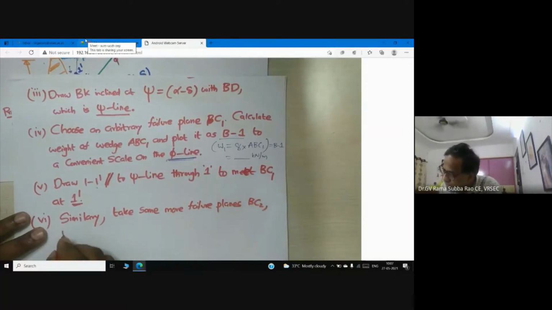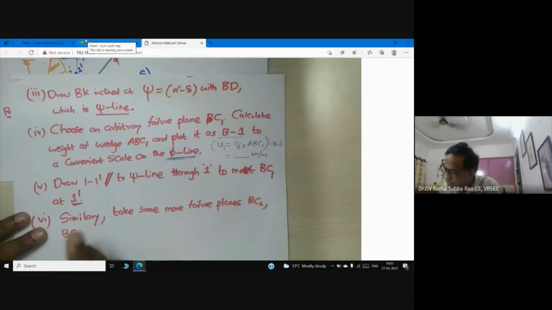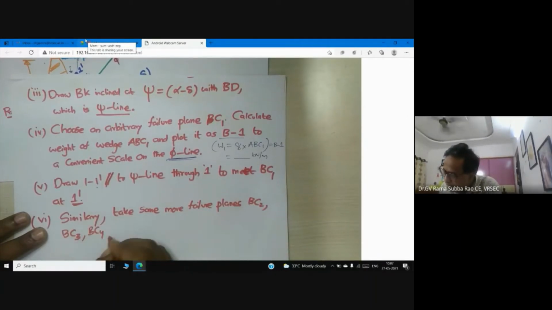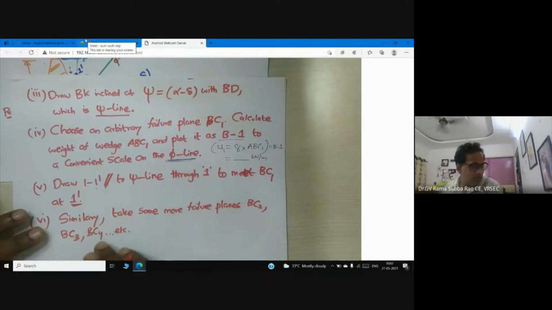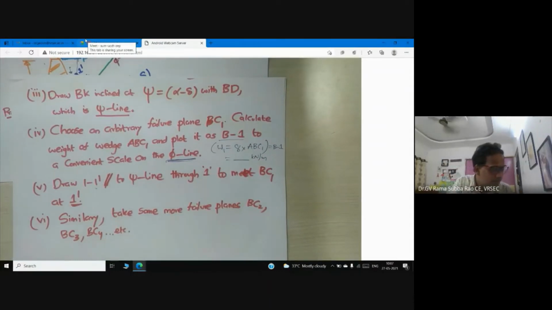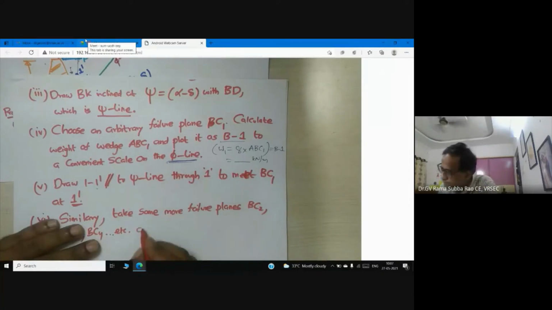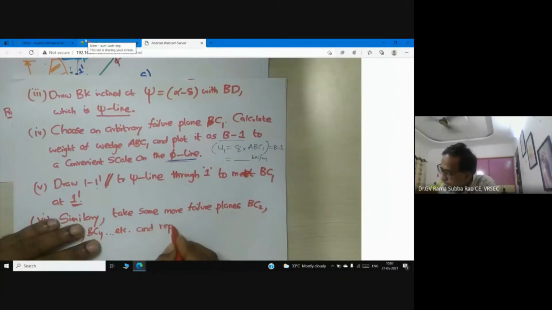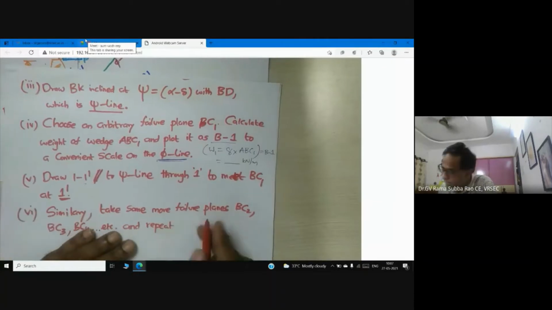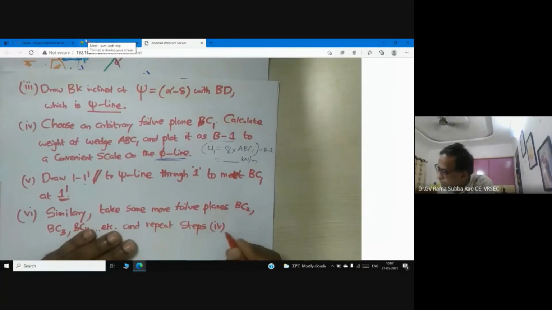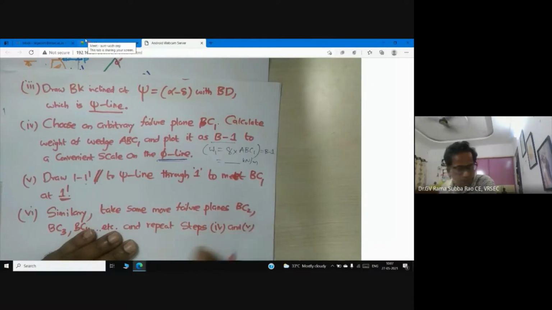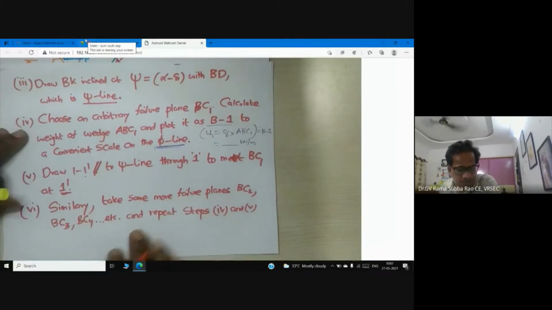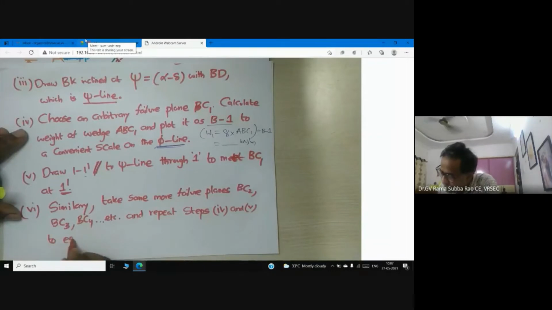BC2, BC3, BC4 and so on, etc. So now you can choose as many as it is up to you, and repeat steps 4 and 5 to establish points.